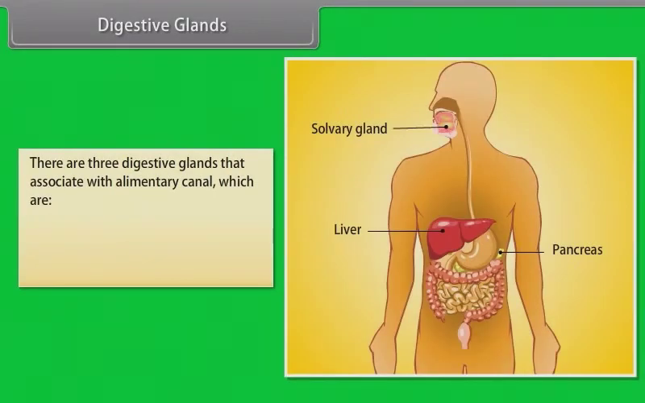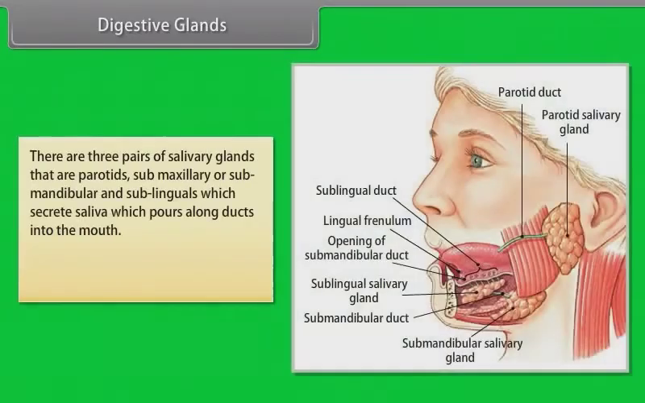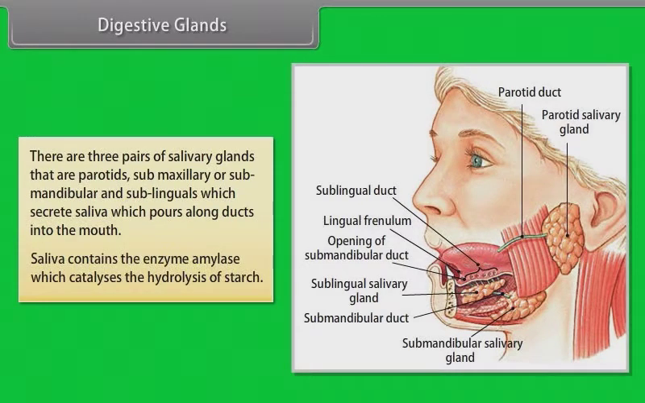Digestive glands. There are 3 digestive glands that associate with the alimentary canal, which are the salivary glands, liver, and pancreas. There are three pairs of salivary glands: parotids, submaxillary or submandibular, and sublinguals, which secrete saliva that pours along ducts into the mouth. Saliva contains the enzyme amylase, which catalyzes the hydrolysis of starch.